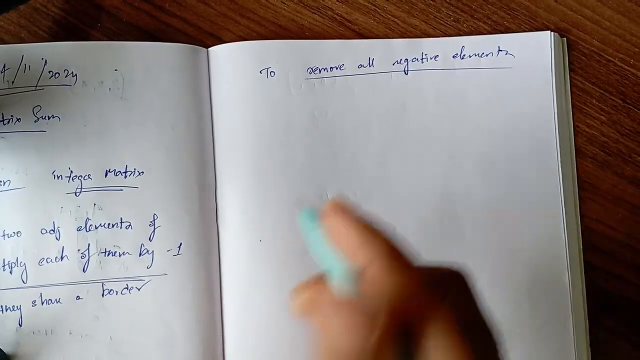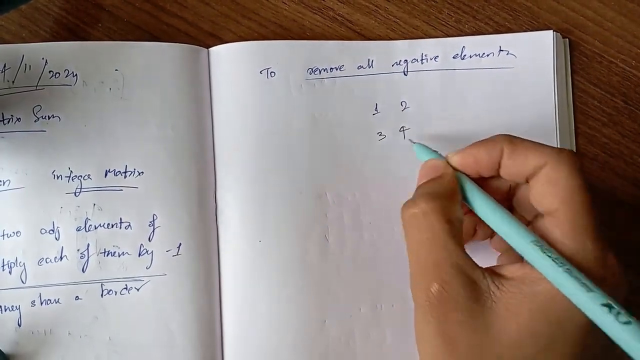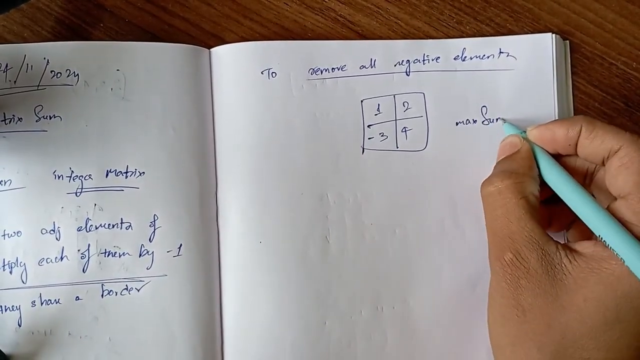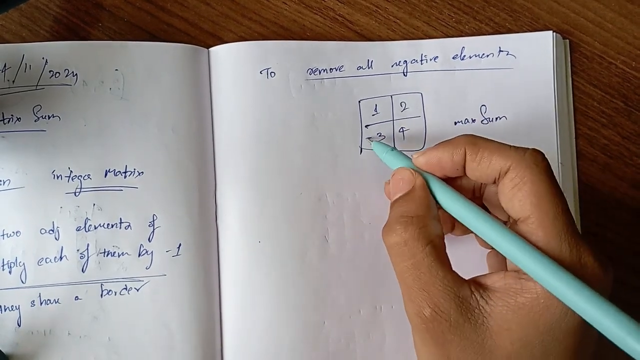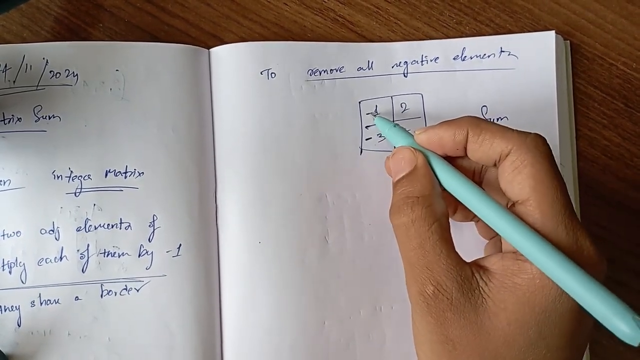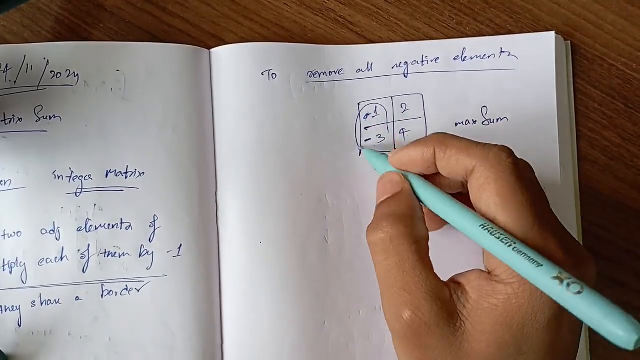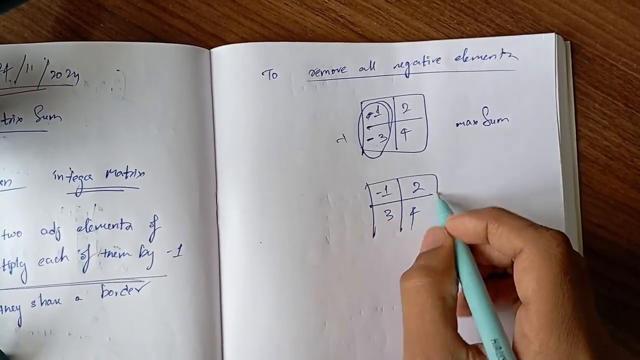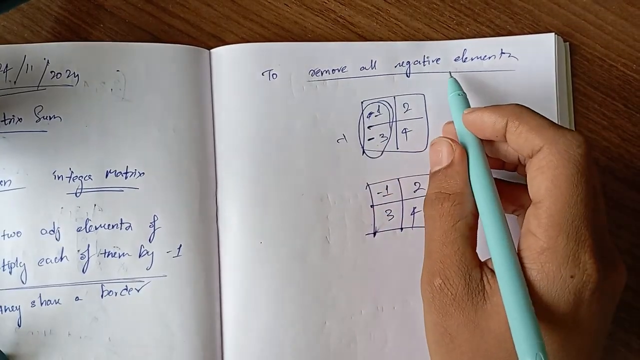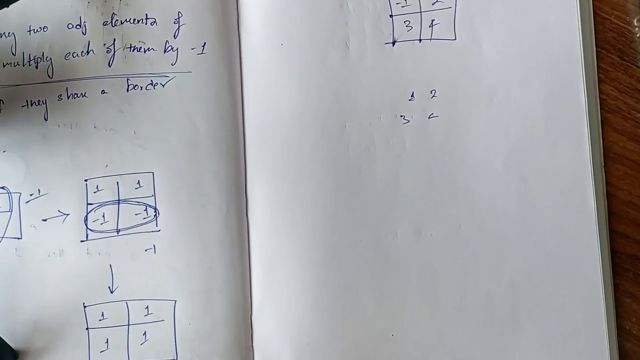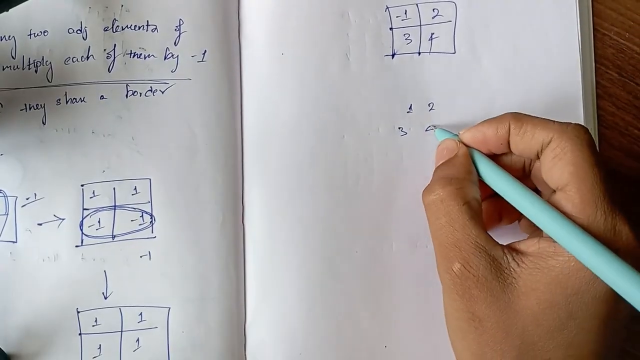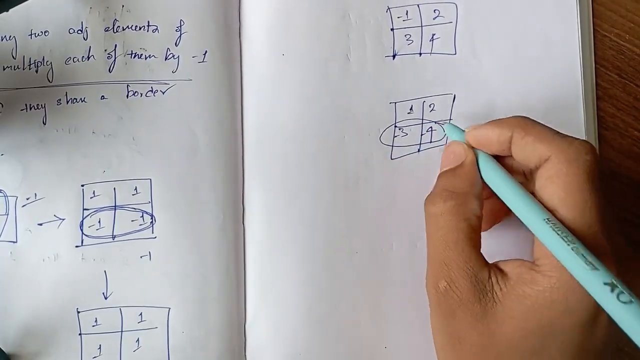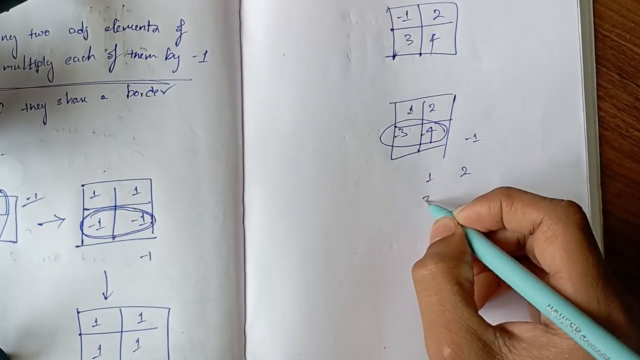Imagine we only have 1, 2, 3, 4, and here we have -3. How can we get a maximum sum? We can easily say that if instead of -3 we have -1 here, we will get the maximum sum. If you multiply this with -1, you will get -1, 2, 3. This is the transformed matrix. To remove all negative elements, for example, if we have 1, 2, 3, 4 with two negatives, and you multiply these two with -1, you will get 1, 2, 3, 4.